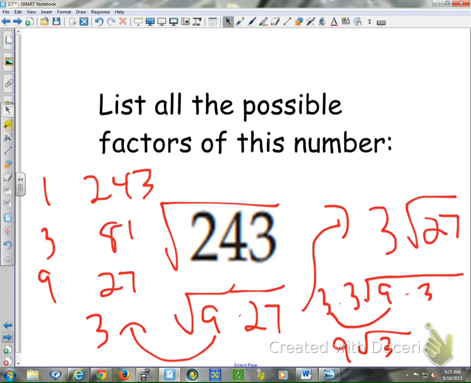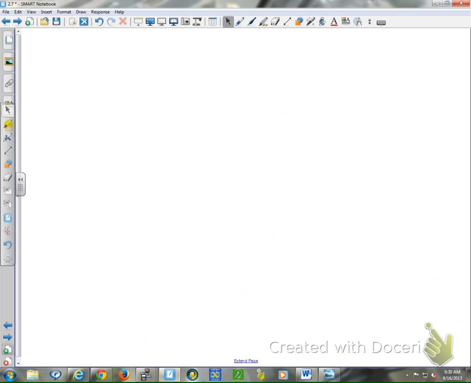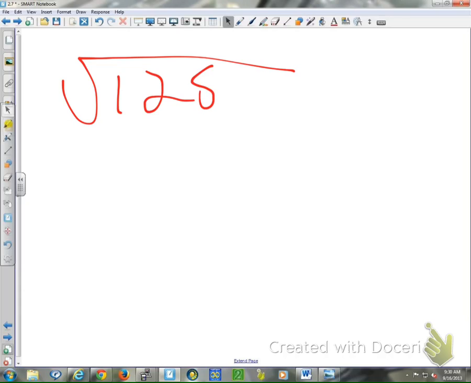Let's look at another one. How about this one? Let's take this off the board. Let's look at another one. Let me think of an example. How about the square root of 128?